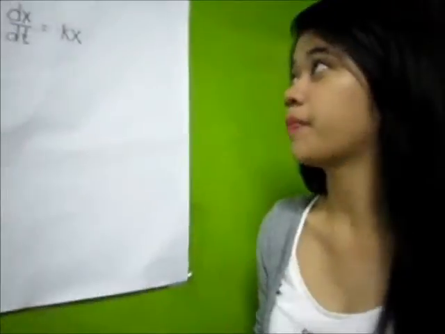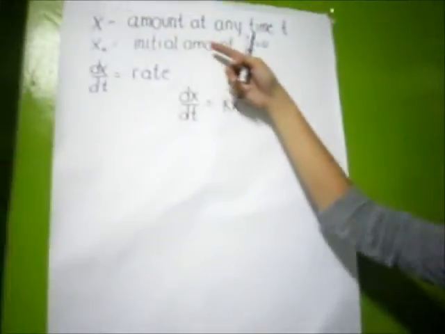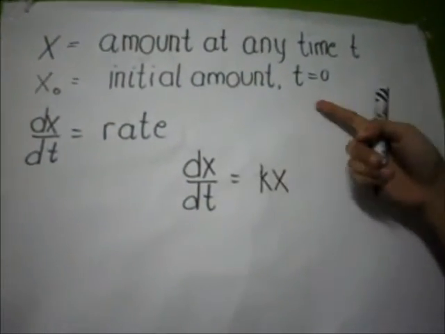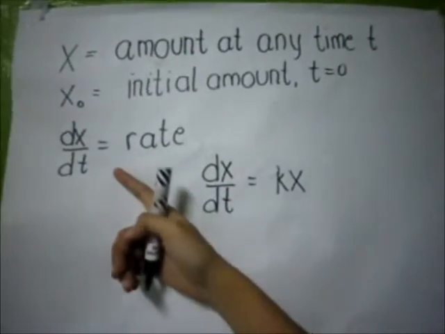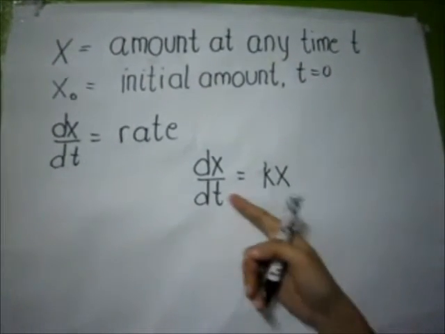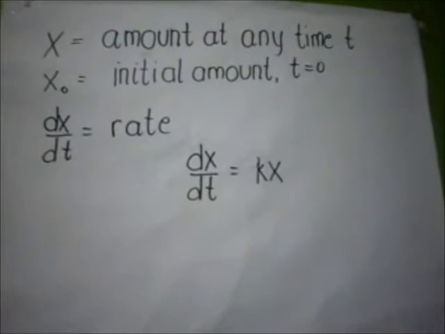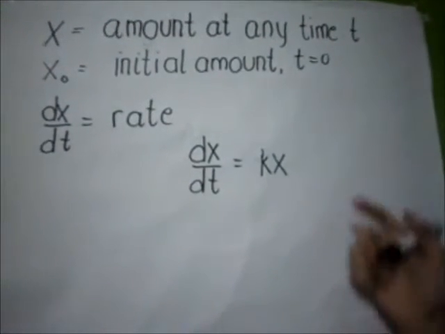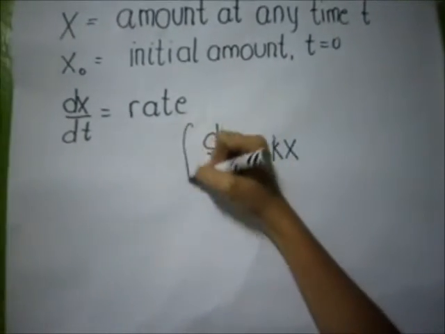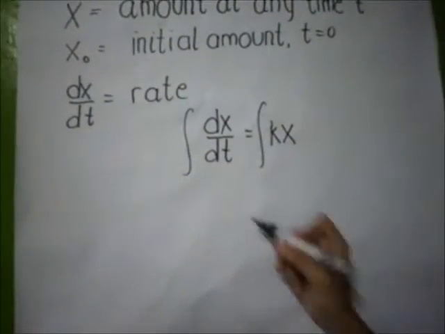In solving a growth problem, we let x be the amount at any time t, x naught be the initial amount when t is equal to 0, and the derivative of x with respect to t be the rate. So the growth rate is directly proportional to the amount present at any time. In order for us to solve the amount at any time, we use variable separable and integrate both sides.